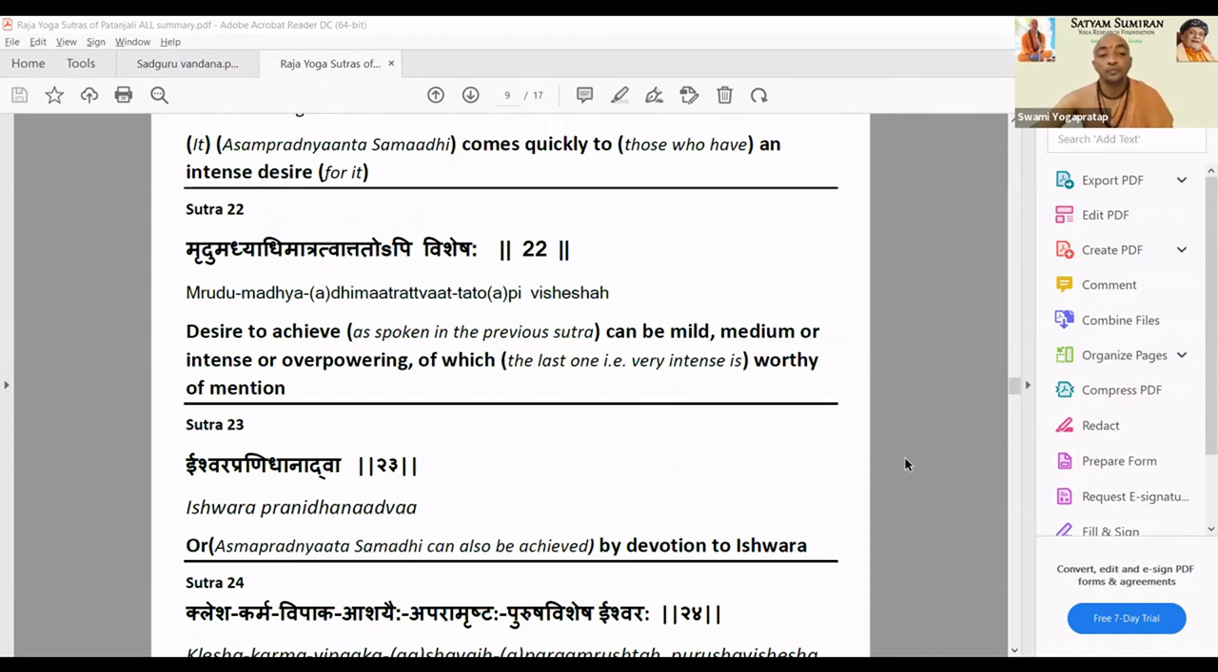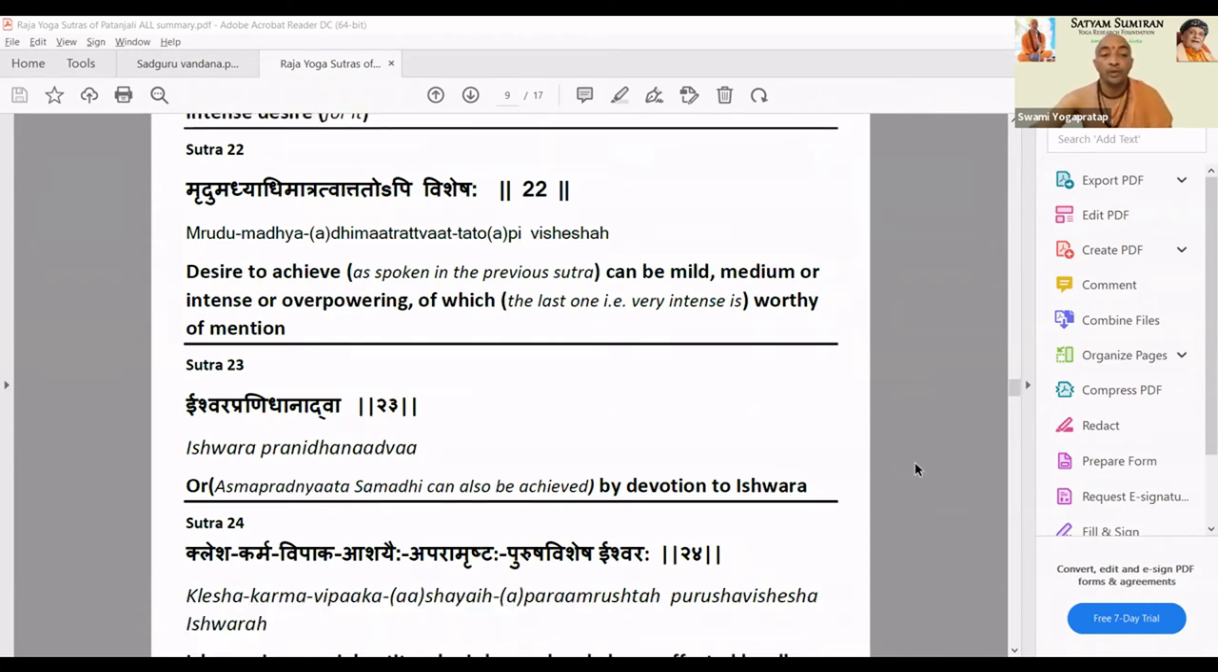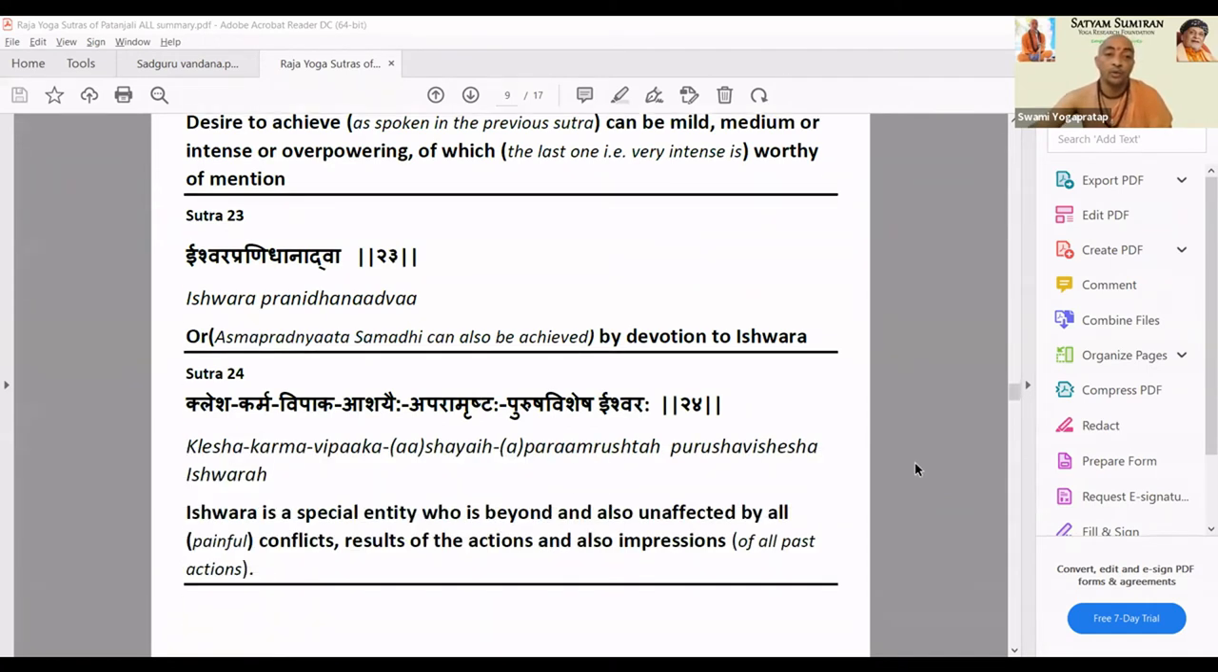So what do we do? Is there a way out? Yes, there is a way out. The way out is Ishvara pranidhanadva. Samprajnata can also be achieved by Ishvara pranidhana, devotion to Ishvara.